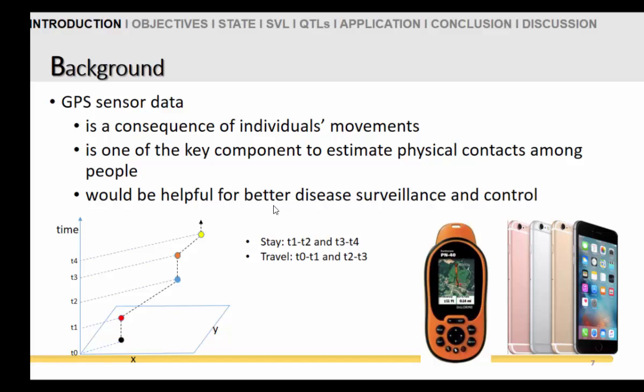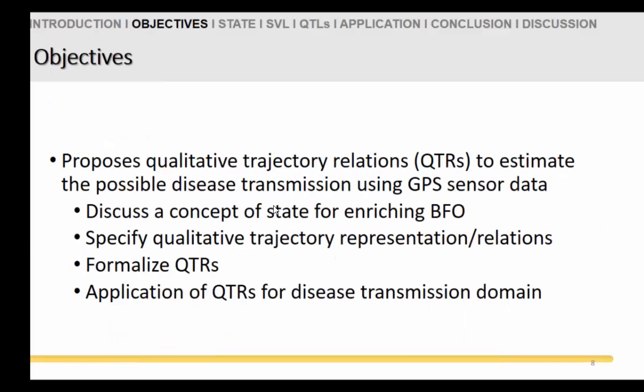So we can say that GPS sensor data is a consequence of an individual's movement, and it is also one of the key components to estimate the physical contact among people. So when I take the trajectory, obviously we can estimate the physical contact. I will cover that in a minute, and it also will be helpful for better disease surveillance and control. So my study proposes qualitative trajectory relation to estimate the possible disease transmission using GPS sensor data.